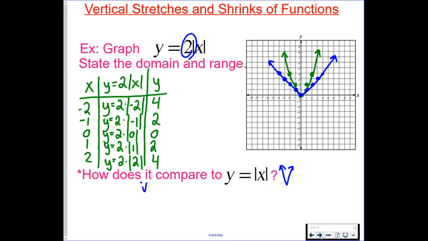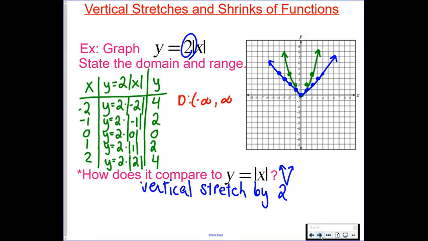So how it compares, you would say a vertical stretch by 2. Because of the 2 in the front, it's bigger than 1, which makes it a vertical stretch, making my green graph really tall and a bit narrower than the parent function. Domain and range, we can describe the same kind of way. Domain, forever to the left and right, so it's negative to positive infinity. Range, it still started at 0, and it went up to positive infinity. So that's our domain and range.